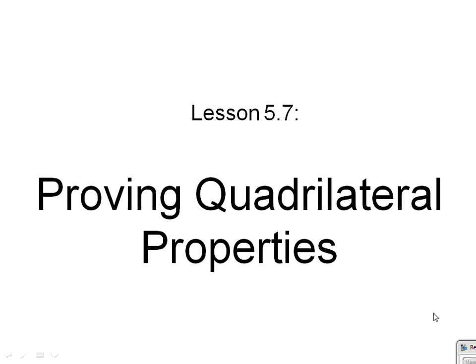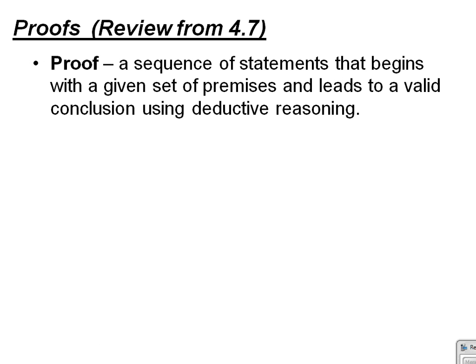Lesson 5-7 on proving quadrilateral properties. Now let's first do a quick review of proofs from Lesson 4-7. Back there, we learned that a proof was a sequence of statements that begins with a given set of premises, or a given set of facts, and leads to a valid conclusion using deductive reasoning.